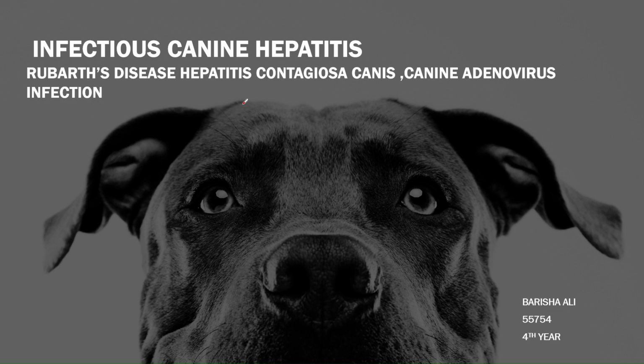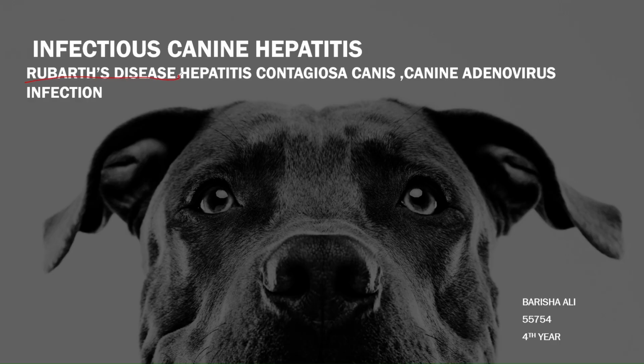Hello guys, today's topic is infectious canine hepatitis, and we are discussing this topic under veterinary pathology, infectious pathology. Okay, so the topic is infectious canine hepatitis. This disease is also known as Robert's disease, hepatitis canis, canine adenovirus infection. So the most important synonym for it is Robert's disease.